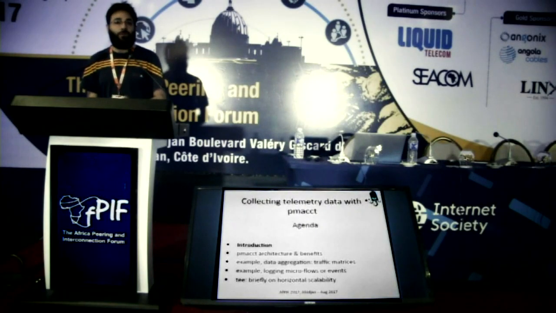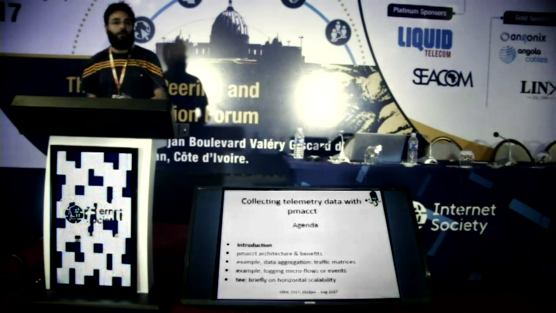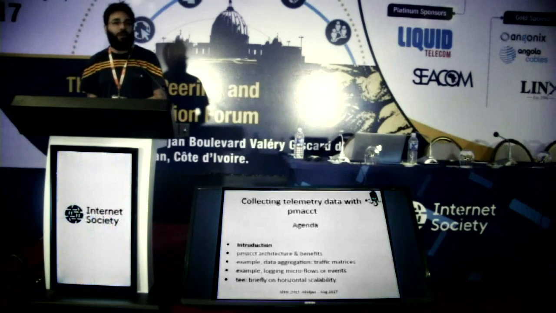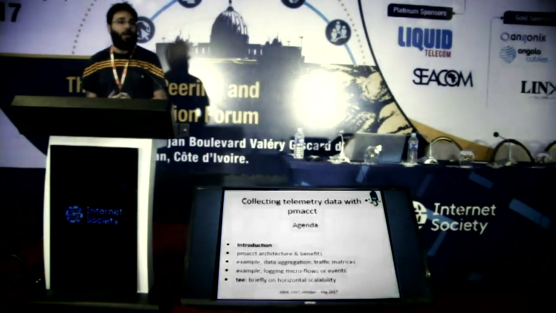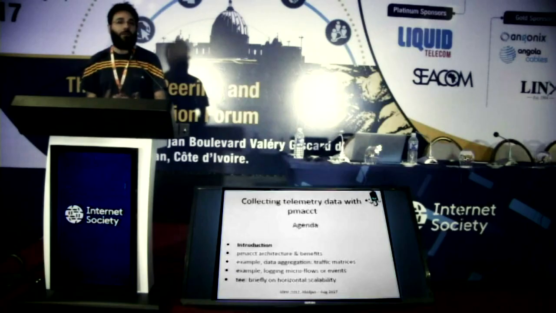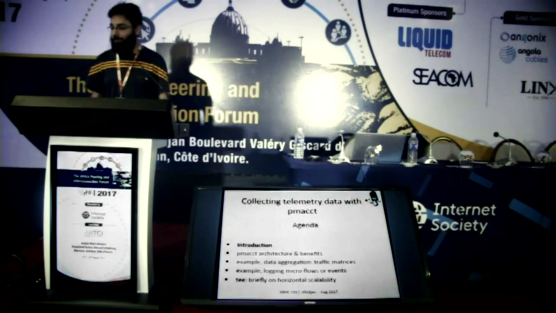So one is about traffic matrices, which is very interesting because this is a peering forum, and there will be slides from the other day plus more slides also to review what is a traffic matrix and things like that. And then also an example totally different, which is how to log traffic to files with PMACCT, and I will finish with the NetFlow or SFlow replication and horizontal scalability.